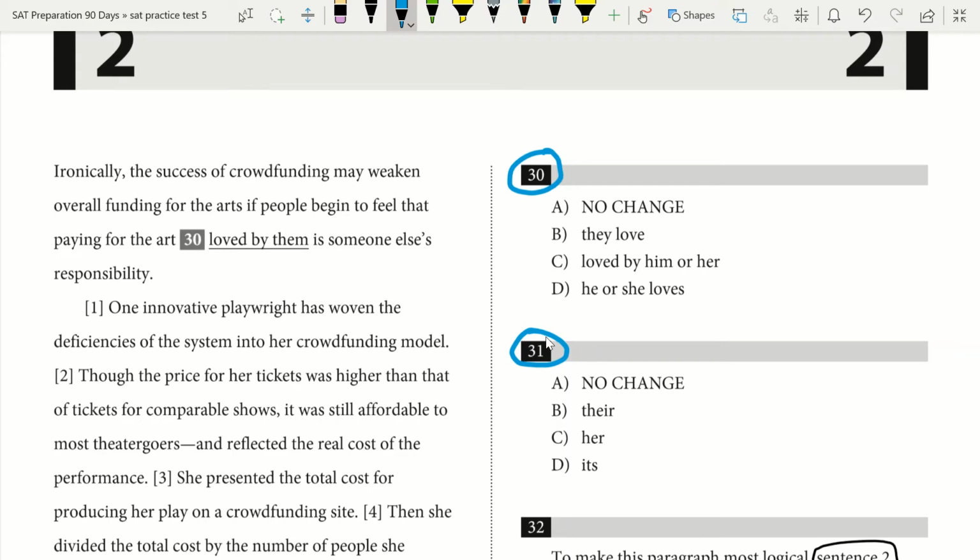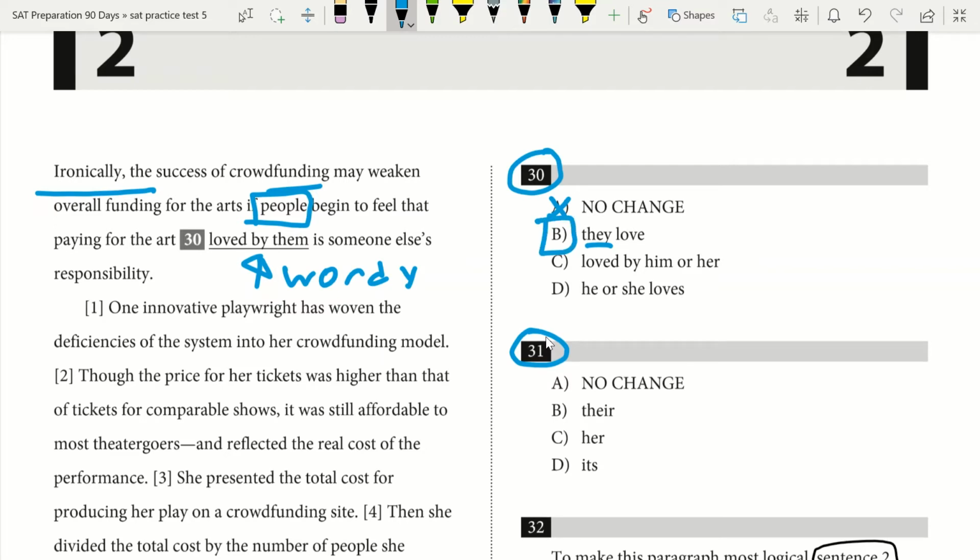We have the sentence here: ironically, the success of crowdfunding may weaken overall funding for the arts if people begin to feel that paying for the art loved by them is someone else's responsibility. In this case, what jumps out to me immediately when I see 30 is the phrase loved by them. Obviously, that's wordy and unnatural. We wouldn't say paying for the art loved by them. We would say paying for the art they love, right? Now, if they is the correct pronoun here, then that would be our correct answer, right? And they is the correct pronoun we would want to use. So B is our correct answer here.